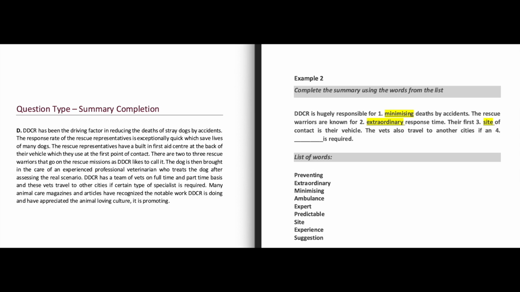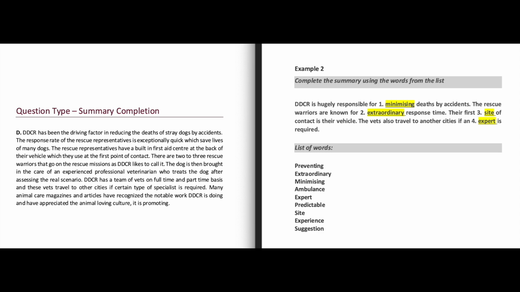Now let's look at the next blank. The vets also travel to another cities if an dash is required. So as we know that in the paragraph, they do mention that they have full-time and part-time vets who also travel to another cities if certain type of specialist is required. So we have to look for a word from the list which means the same as specialist. So it cannot be preventing, it cannot be extraordinary, it cannot be minimizing, it cannot be ambulance. Next word is expert. So yeah, expert does mean who is good at his work or who's good at something, who's the expert of something, which means the same as specialist. So the correct answer should be expert.